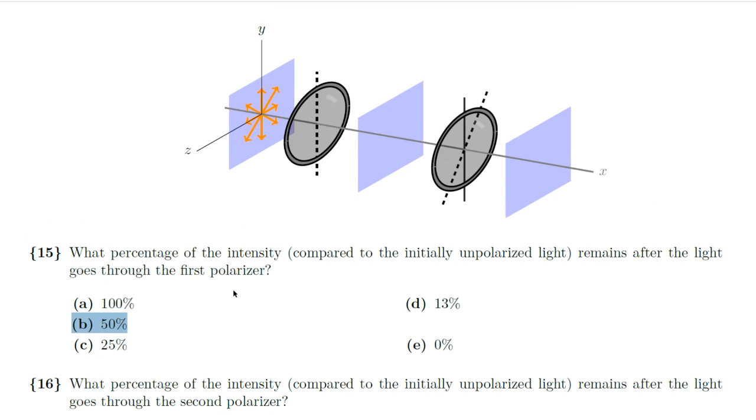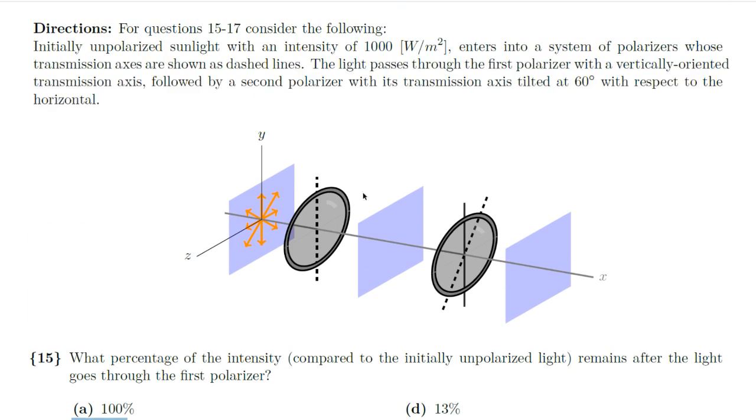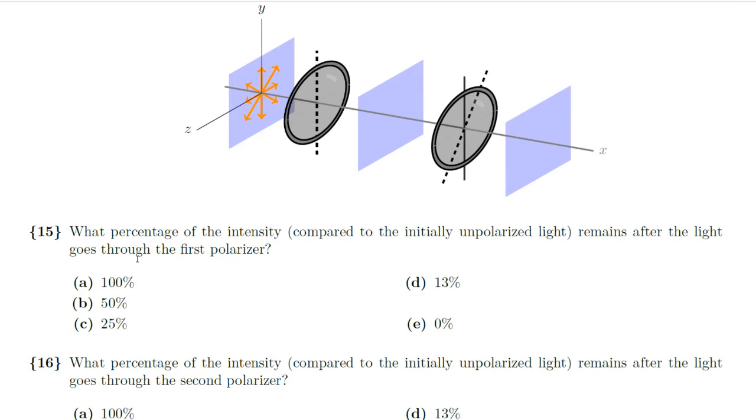So notice so far, it does not depend on the angle that we were talking about, that 60-degree angle. So it has no dependency on that. And that's just simply because we've gone from unpolarized to polarized. It will always be 50%.